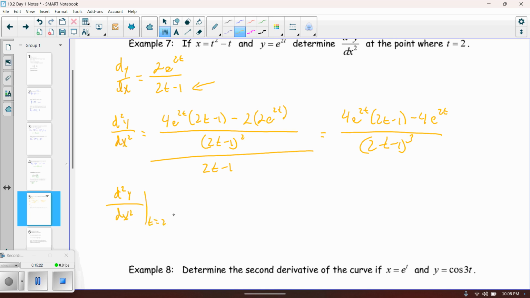Plugging a 2 into the numerator gives us 4 minus 1, which is 3, times the 4 out in front gives me 12 e to the 2 times 2, e to the 4th, minus 4e to the 4th, well that'll simplify, over, plugging a 2 into the denominator, 3 cubed, which is 27. So it looks like we are going to get 8e to the 4th over 27. And that is the second derivative.